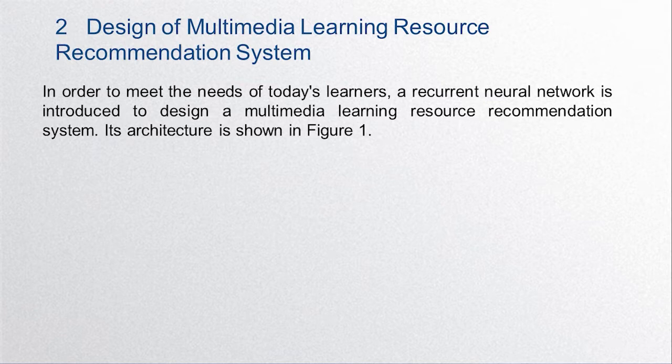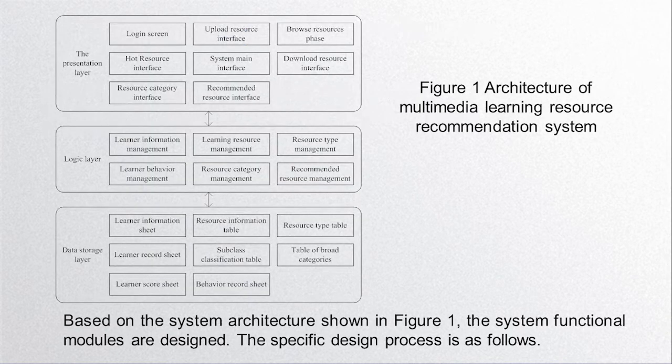Part 2, Design of multimedia learning resources recommendation system. In order to meet the needs of today's learners, a recurrent neural network is introduced to design a multimedia learning resources recommendation system. Its architecture is shown in Figure 1. Figure 1, architecture of multimedia learning resources recommendation system. Based on the system architecture shown in Figure 1, the system functional modules are designed. The specific design process is as follows.